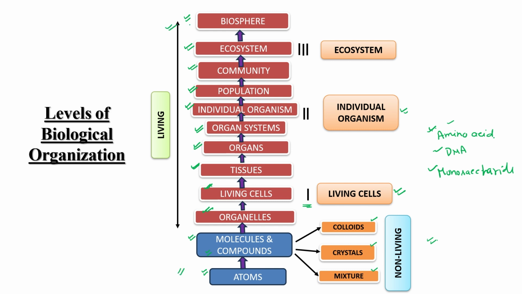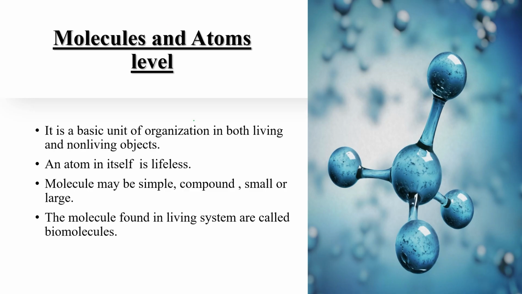Okay, clear? Now, first level, molecule and atom level. It is the basic unit of organization in both. As just now we have seen, this level of organization is present in living as well as non-living objects. This is the basic level of organization. An atom in itself is lifeless. There is no life in an atom. And after the combination of different atoms, a molecule is formed.